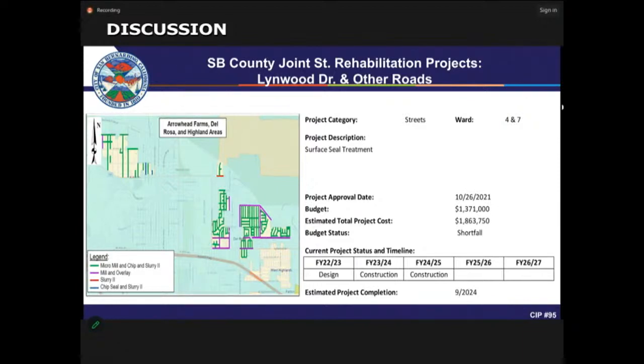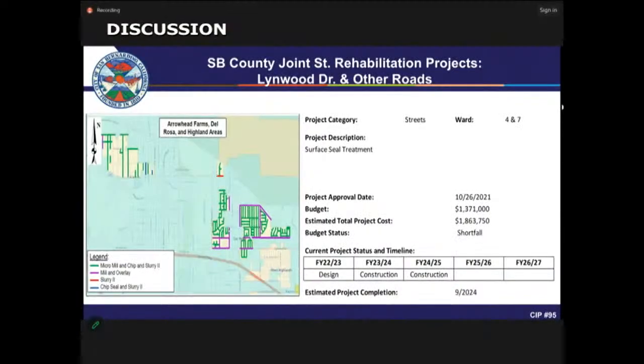The legend shows the different kinds of work proposed. It's all surface seal treatment, different types, slurry seal 2 in light blue, so all the different color codes show a different type of roadway treatment. But here, again, we're only contributing to our city's portion of the work, basically at the boundary of the county and city limits.